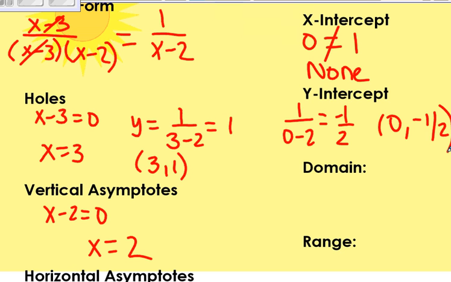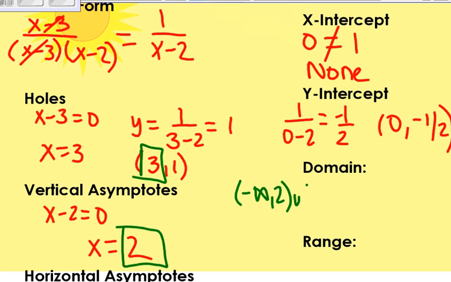Domain is affected by our hole and by our vertical asymptote. So for the domain, we're going to go to the hole and look at our x value that we had, which was 3, and our vertical asymptote, which was 2. So rational functions are going to come from negative infinity to wherever our smallest piece is. So 2 is smaller than 3, so we'll go there first. So we're going to go to negative infinity to 2. Union is a little u. And then we go from 2 to 3. And then another union from 3 to infinity. Okay, we're just putting breaks in wherever there's holes or vertical asymptotes.